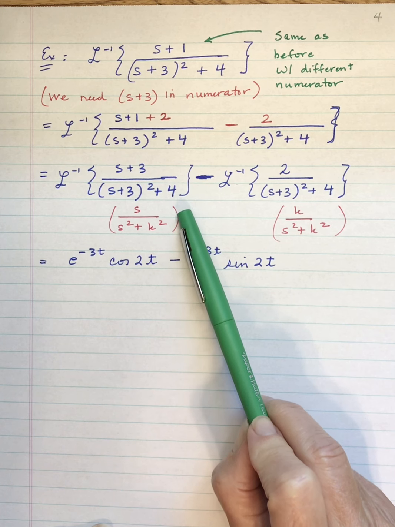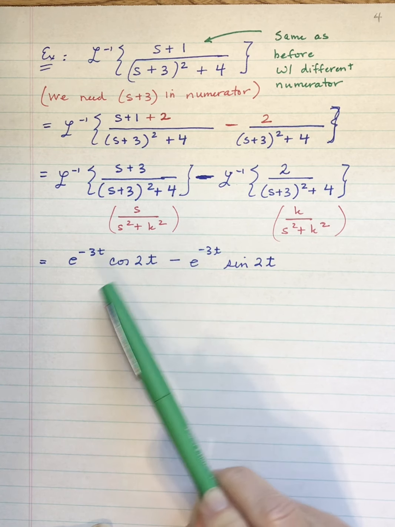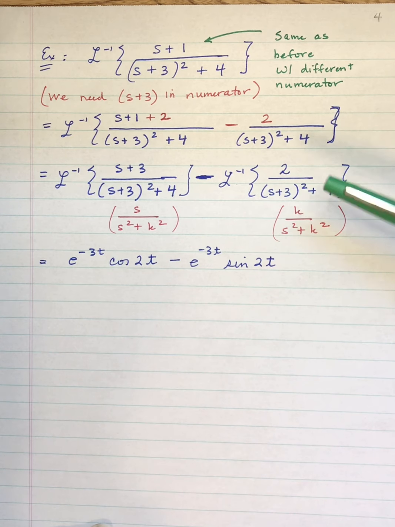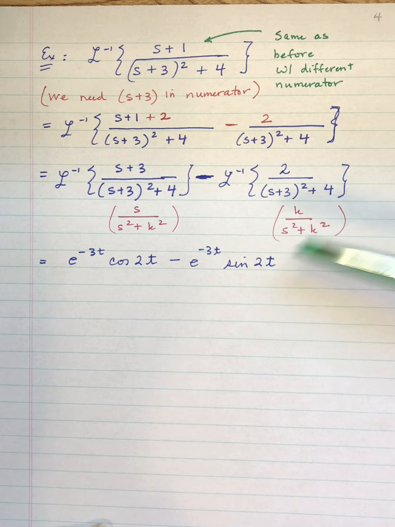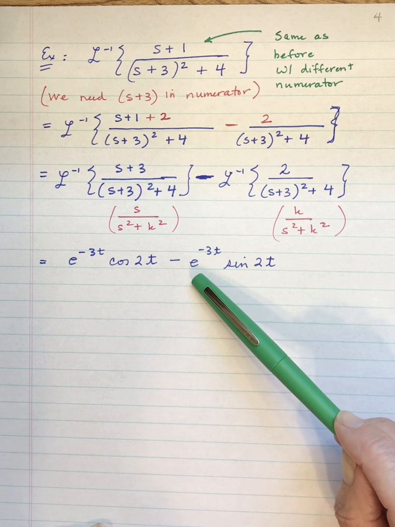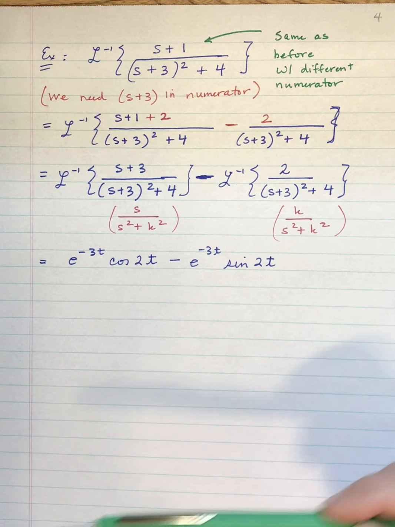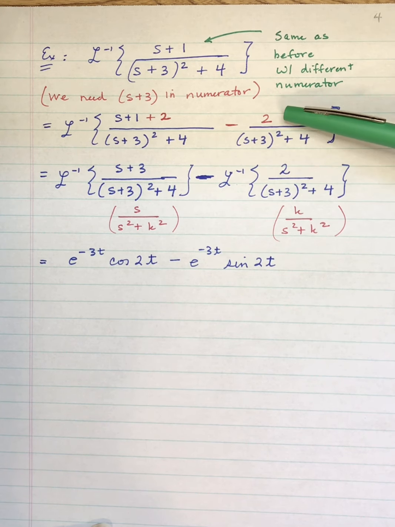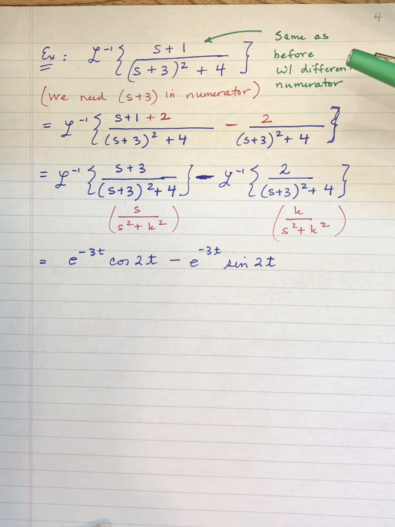So this is the form of an s over s squared plus k squared. This is what we found before, the previous problem. This one has the k over the s plus 3 squared plus 2 squared. So this is just the sine of 2t, and it's shifted by e to the minus 3t. So that's how you can modify that numerator by adding the number that you need. If you add it, then you have to subtract it. So that's how you handle problems like that.